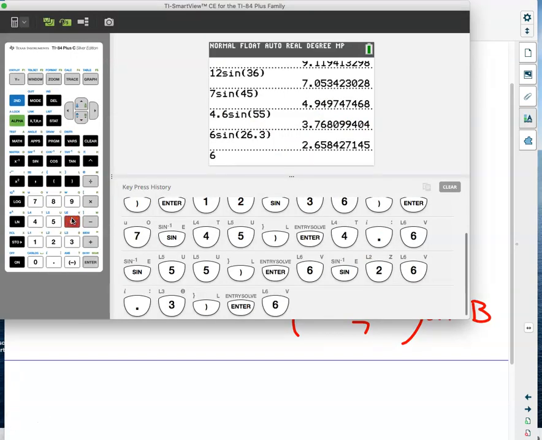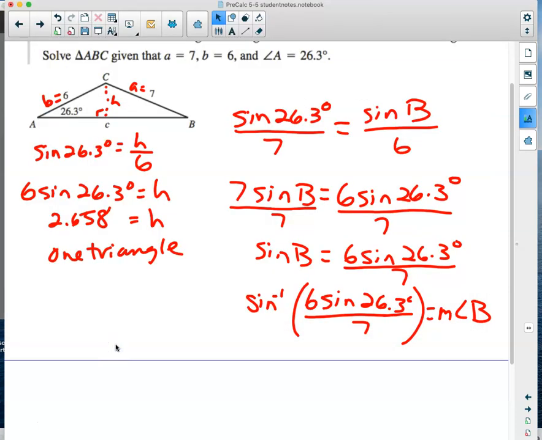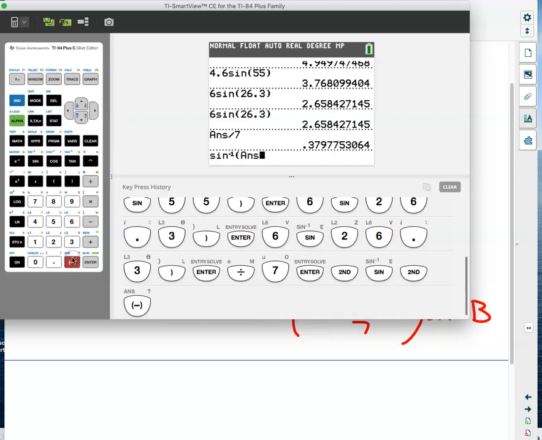So I'm going to do 6 sine of 26.3 degrees, which we had in there just a minute ago anyway, and divide that by 7. And then I want the inverse sine of that answer because I want to know what angle that represents. So second sine, second negative, that calls up the last answer I had, keeps it in there perfectly, and enter. So it is 22.320 degrees.